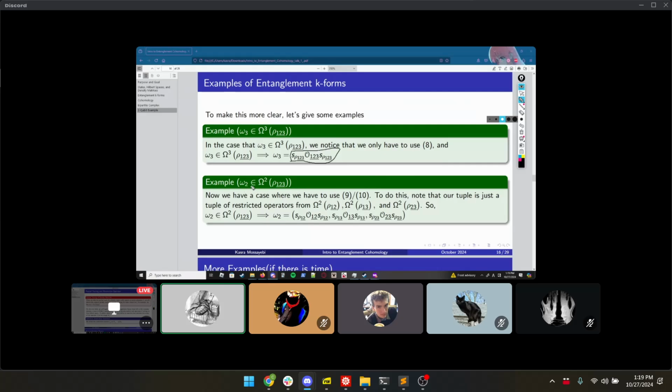However, it gets a little more interesting when we have this case: omega 2, but we have rho 1, 2, 3. So we have some k and n. k is 2, n is 3. So what we see now is that we have to use what we talked about before, where it's going to be a tuple of restricted operators. One of these operators comes from this guy, another from this guy, another from this guy, because these are all the length 2 subsets of 1, 2, 3. So we get one operator from here, one operator from here, and one operator from here.